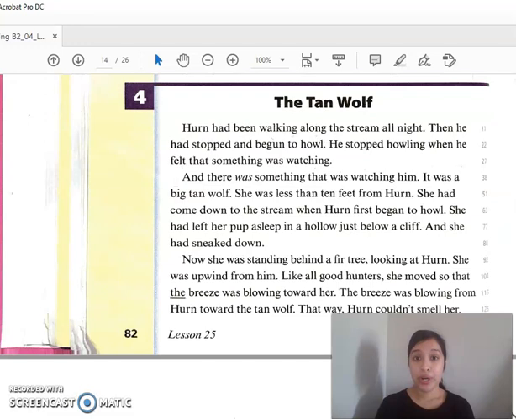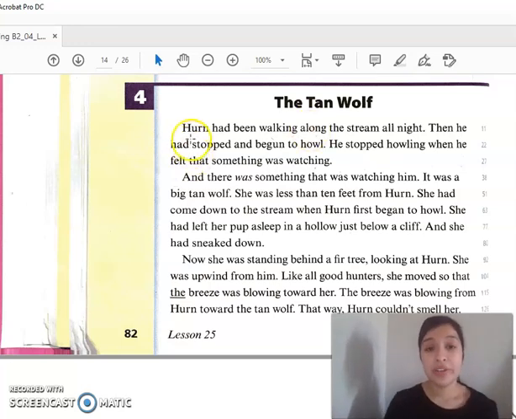So for the story, make sure you're tracking at the title in 3, 2, 1. Now, what is the title? Go ahead and read it. Yes, The Tan Wolf. Tracking on the first word. Hearn had been walking along the stream all night. Then he had stopped and begun to howl.